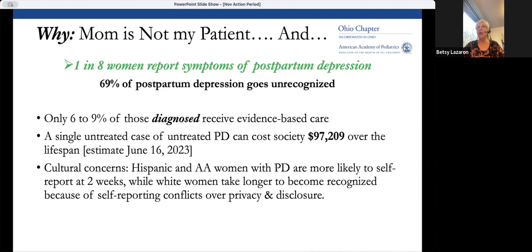And I want you to be aware of some cultural concerns. There is a disparity between which women are willing to self-report without being asked. Hispanic and African American women with postpartum depression are more likely to bring this to your attention spontaneously, at least in one study done at 2 weeks, while white women are much longer to become recognized because they have some real self-reporting conflicts over privacy and disclosure. So if you don't screen, you're not going to know. If you don't ask, they won't tell you. Next slide.